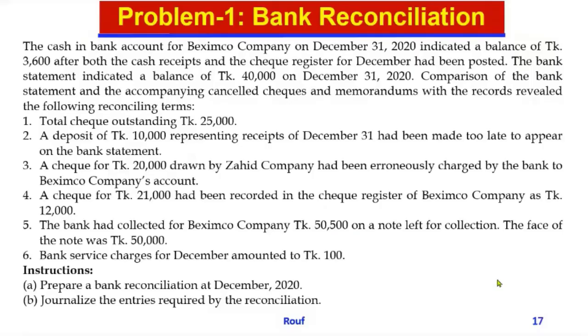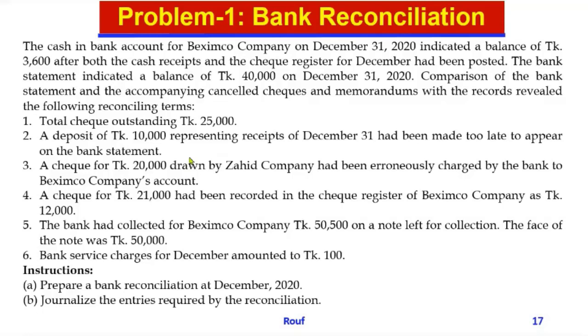This is the problem on bank reconciliation. The problem is the cash in bank account for Beximco company on December 31st, 2020 indicated a balance of Taka 3,600 after both the cash receipt and the check register for December had been posted. The bank statement indicates a balance of Taka 40,000 on December 31st, 2020.